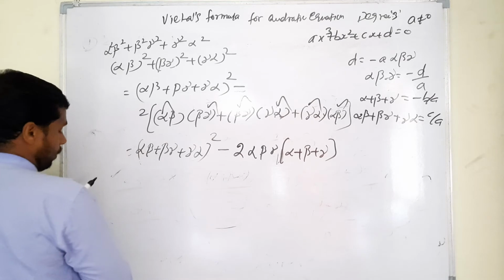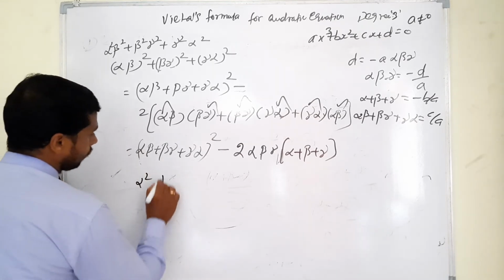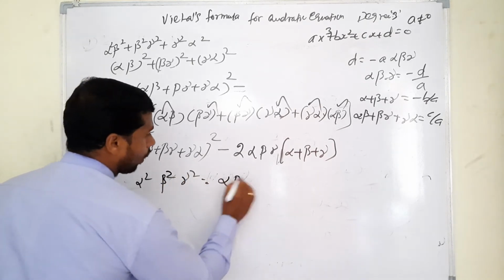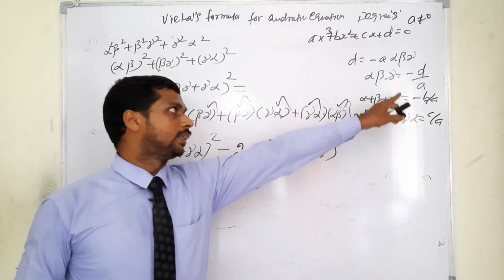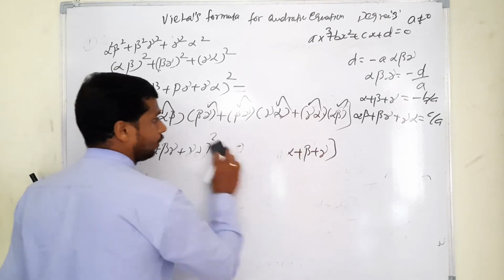What will happen? I will write it here. Taken three at a time means alpha square, beta square, gamma square. Taken three at a time, we can write alpha beta gamma the whole square. This is the constant: alpha beta gamma is equal to minus d by a. That's all. Moving to the next example.